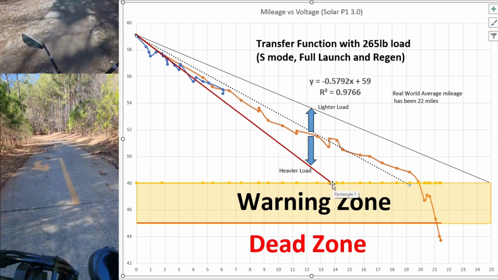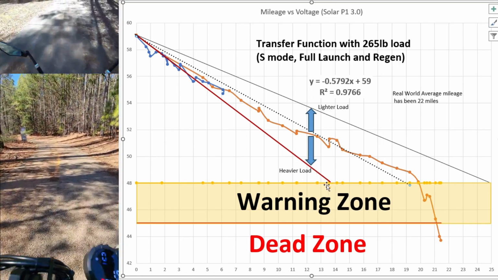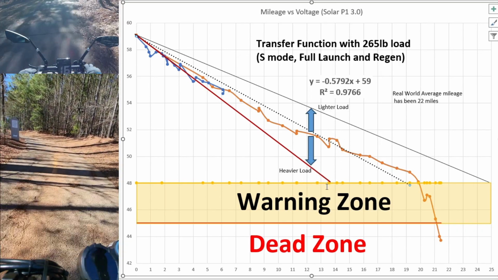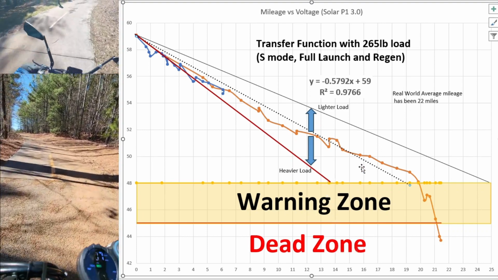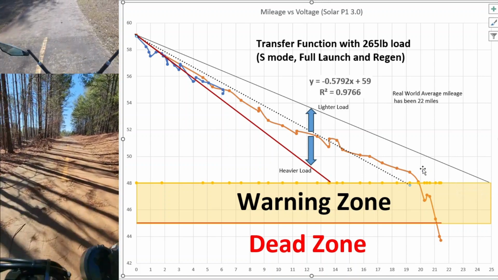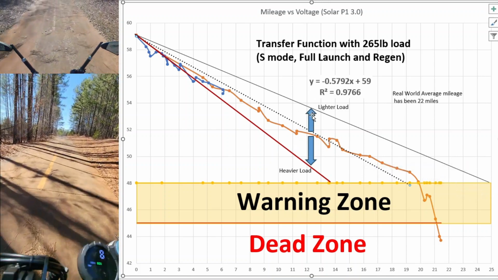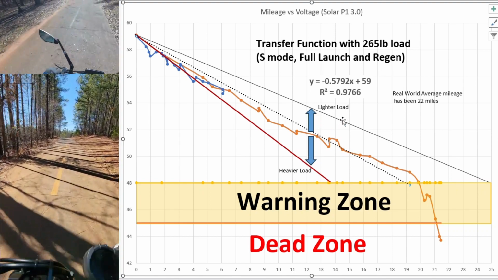Now, these are just illustrations. I don't know at what load condition it drops to 14 miles, and I don't know under what load condition it goes up to 25 plus miles. But it's just to illustrate what you can expect depending on your load.